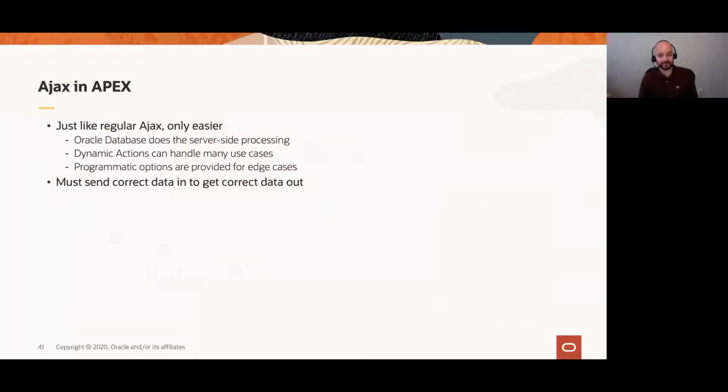Now, AJAX and Apex is cool because it's a lot easier than it is typically in other frameworks or environments. And the reason for that is, for one, Oracle database does all the server-side processing. So once you know SQL and PL/SQL, you don't have to learn some new language for the mid-tier like Java or JavaScript. You can just do it all with the language you already know. And of course, dynamic actions have lots of declarative options for AJAX, but there are more programmatic options that are available if and when those are needed. The key to getting AJAX to work with Apex is sending in the correct data so that you get the correct response out.